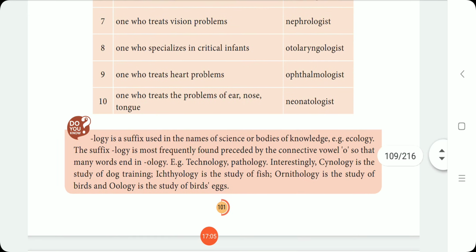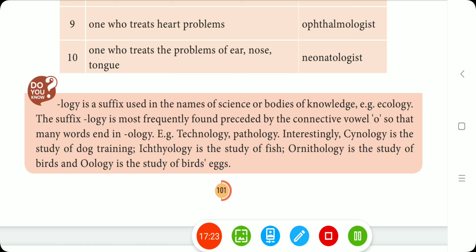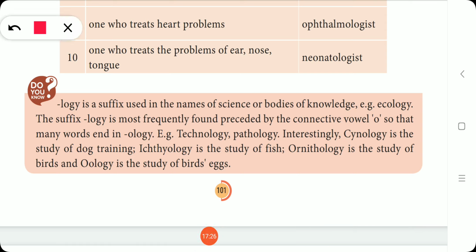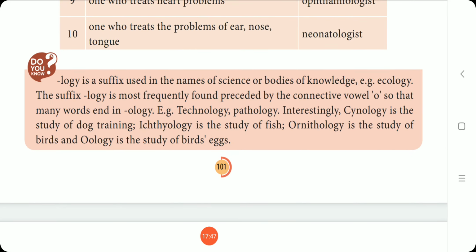Okay, next, look at the Do You Know part. Logy is a suffix used in the names of science or bodies of knowledge. Example, ecology. Okay, the suffix logy. The suffix logy is most frequently found preceded by the connective vowel o, so that many words end in ology. For example, technology, pathology. Here also we can see all ending with o. Ophthalmology, neonatology, nephrology, cardiology. Okay, O-L-O-G-Y we can see.